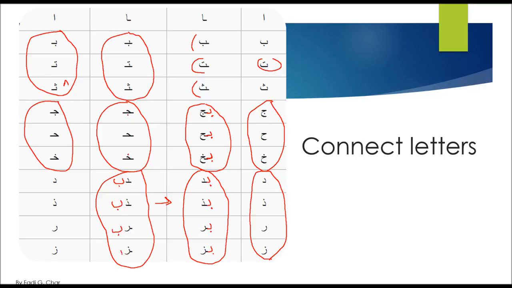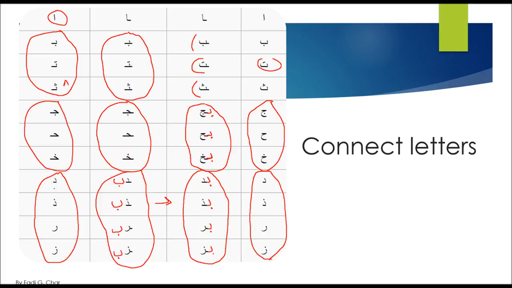See? I don't connect the letters with these. Just like alif, exactly just like alif. After the letter, you do not connect anything. Okay? So basically, this is how we start with the letter, because we never connect any letter after it.